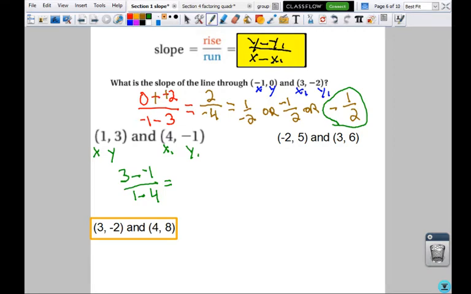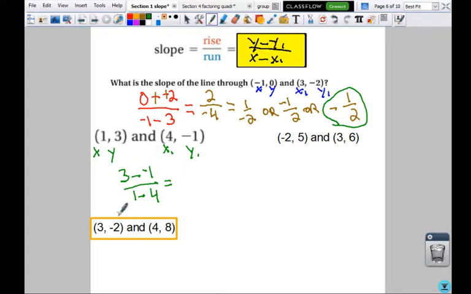Oh, so this is a way to do it without a graph? Yes. You could graph it, but that would take forever. Kind of annoying. So we're just using our slope formula here. So your book, well, I'll talk about it once we're done.